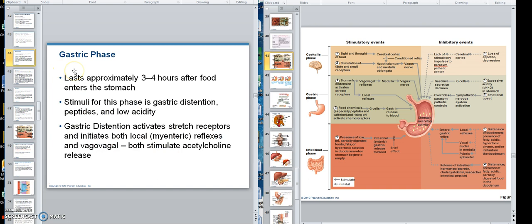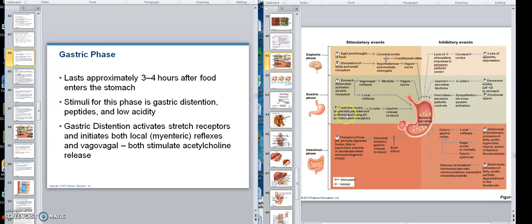The gastric phase is when it gets there. It lasts approximately 3 to 4 hours after food enters the stomach. Okay, let's go to the gastric. Stomach distension activates stretch receptors. Vagovagal response, which means you send a signal to the vagus and it sends a signal back from the medulla and then the vagus nerve. Okay, that's part of it. So the cephalic phase was totally neural. But I'm going to go here.